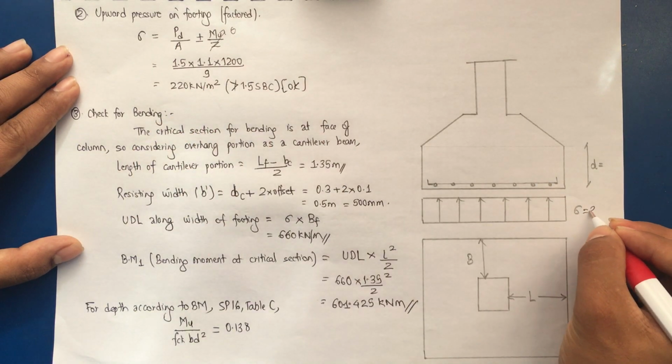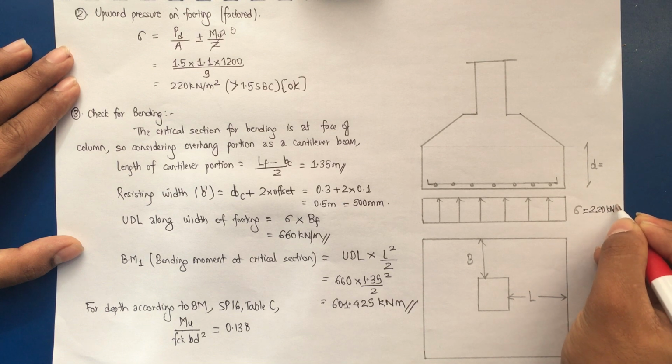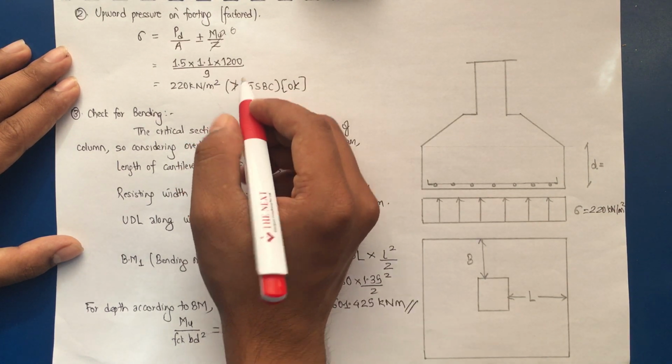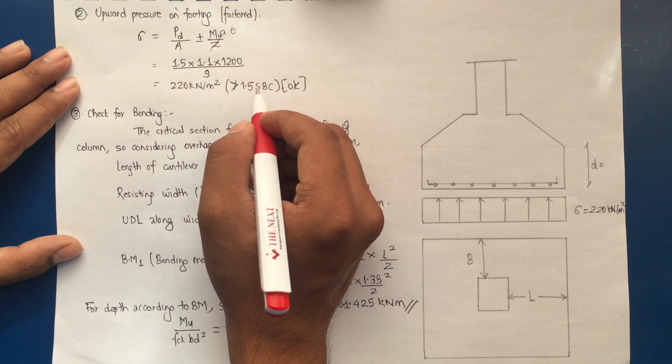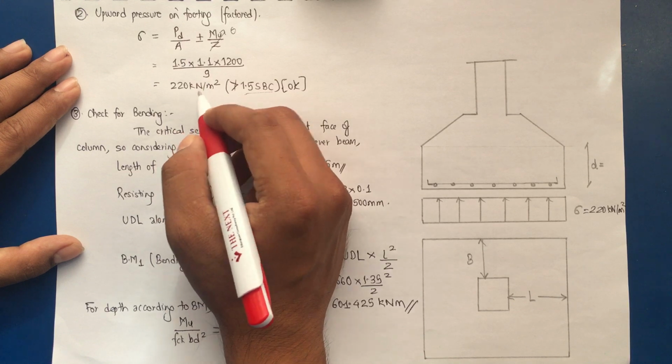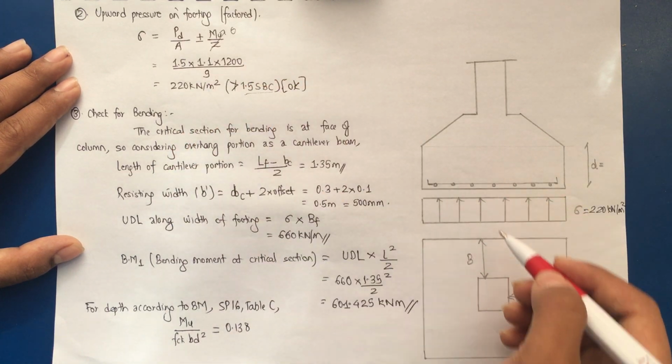So sigma is equal to 220 kN per meter square, and this should not be greater than 1.5 times the soil bearing capacity. So this will be 225, which is more than the factored soil pressure on footing.